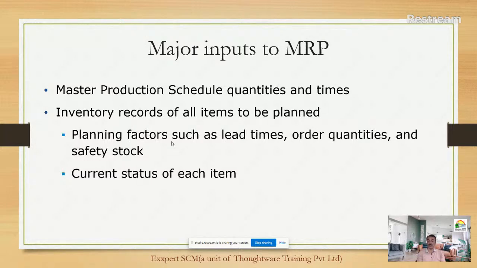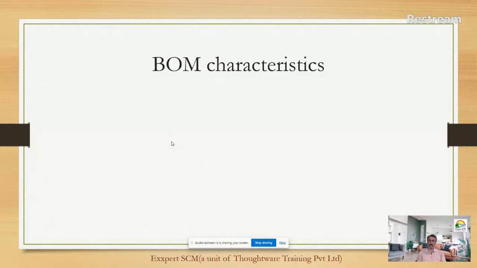Second is the inventory record. Inventory record means we are talking about planning factors such as lead time, order quantity, and safety stock, and the current status of each of these items as a major input. Apart from this, most of you who are in planning should also know about the BOM, or bill of material, for all these items. These are the inputs for effective planning on MPS.